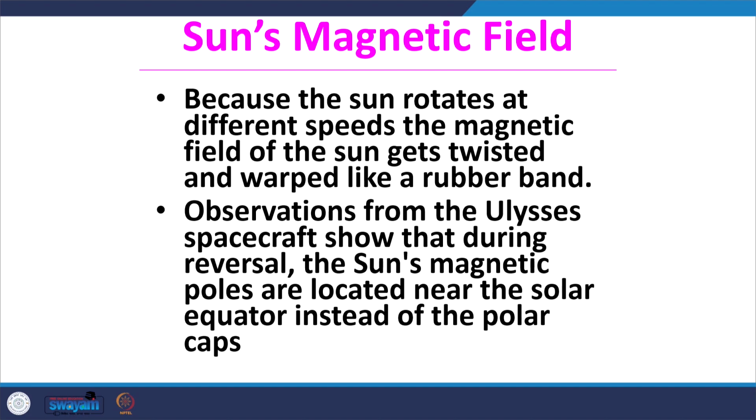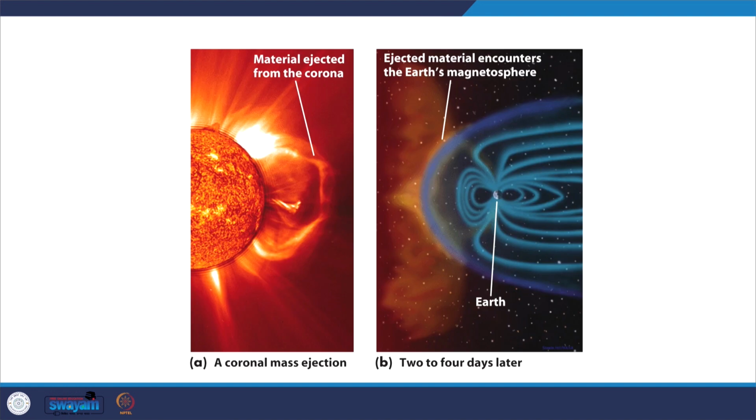Okay. So the poles, like in the last lecture, I have shown a figure of a simulation showing how the magnetic poles will appear during the reversal period. This observation by Ulysses actually matches that figure, the simulation actually. Right. Now, what we have discussed so far is this. In the beginning of the course, I told that solar terrestrial physics is basically a journey towards the Earth starting from the sun.